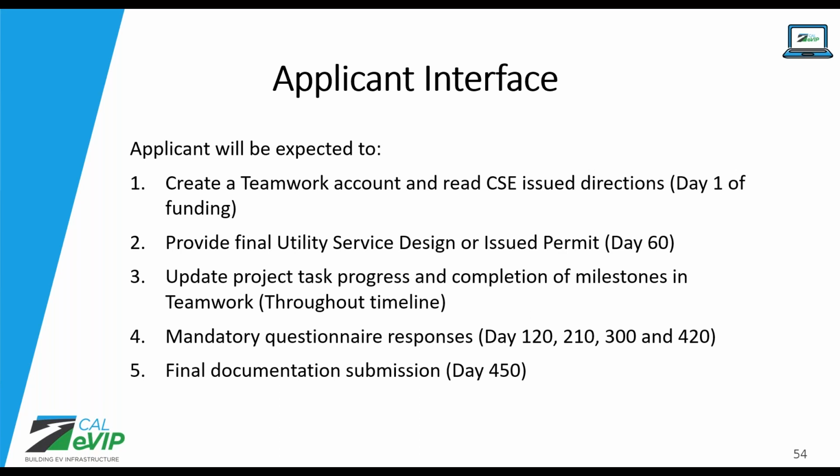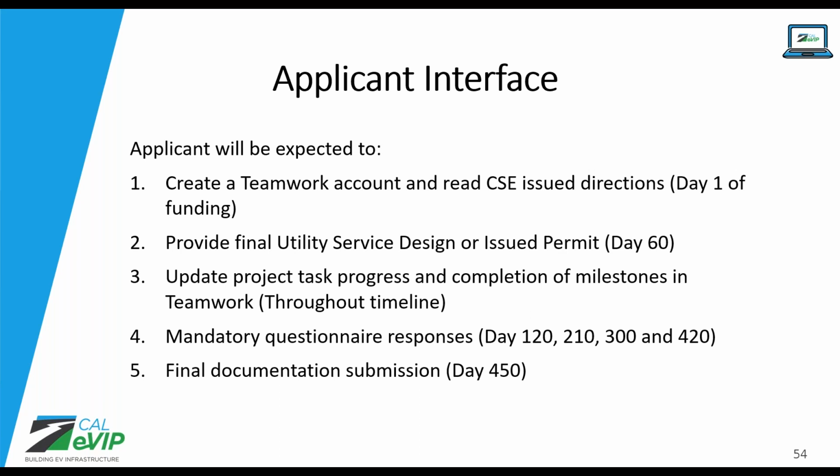Number 2, at the 60-day checkpoint, provide utility service design or an issued permit. Obviously, if you're in a higher tier, this may already be done at the 60-day mark. We're asking that applicants update your project tasks and completion of milestones in Teamwork throughout the timeline. You will get reminders of major milestones 15 days before that milestone is expected to be complete. You'll be sent an email reminder that that milestone is coming up.